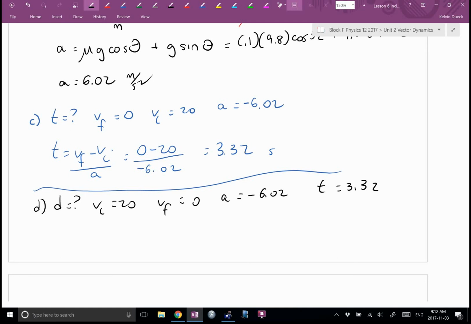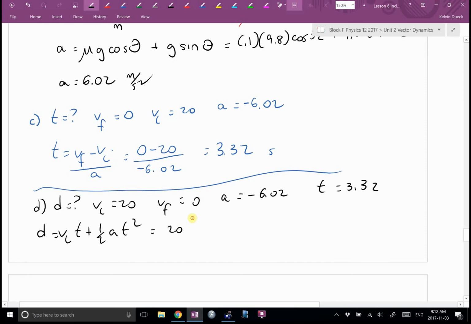Now you're saying, but Mr. Dewick, you're using time, which is a calculated answer. Yeah, but I'm using A, which is a calculated answer. There's no way to do this without using a calculated answer. So I'm in. I may as well pick the laziest way. D equals VIT plus a half AT squared.